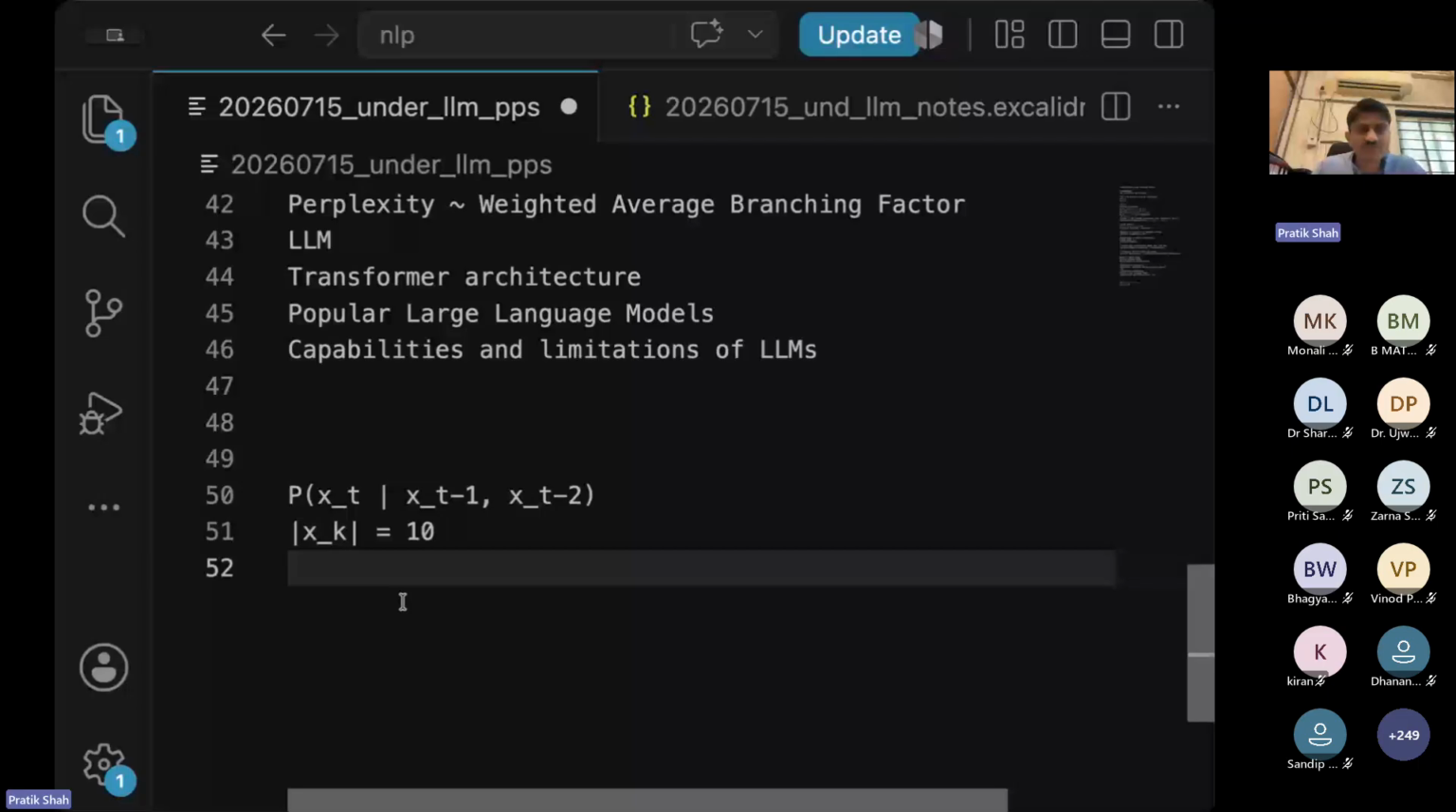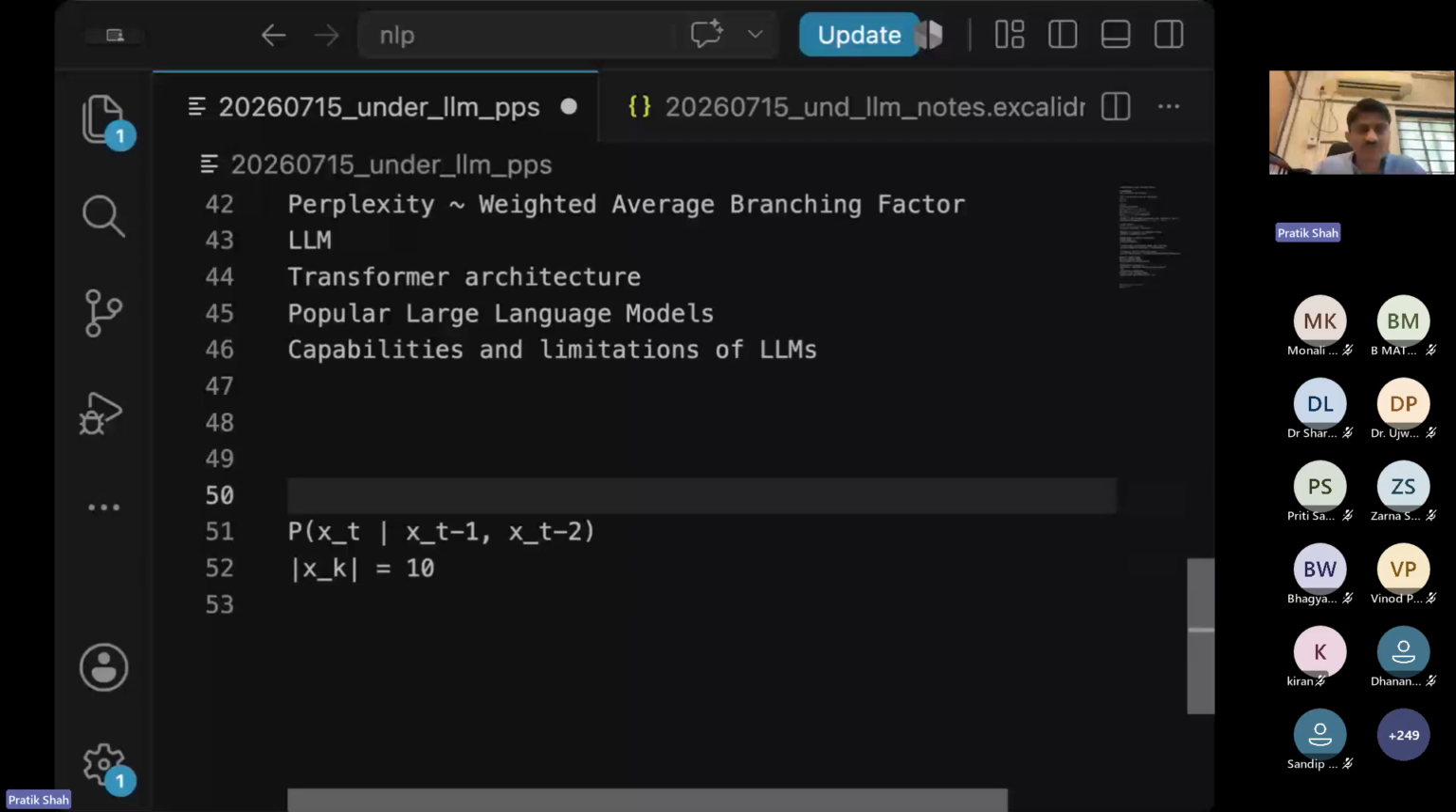P is a function of three variables. So it should be 10 cross 10 cross 10, each with a probability value which is between 0 and 1.